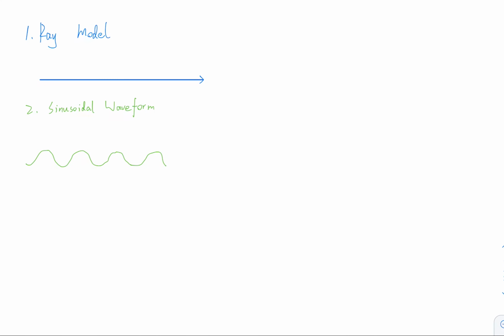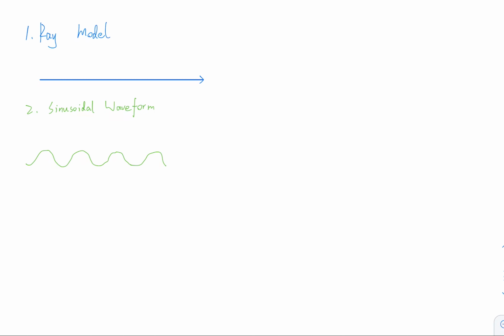In SAT2 physics, we use three models to describe light. The first model is the ray model, and in this model we look at light as light rays that are traveling in a straight path. And the second model is the sinusoidal waveform. And we look at light as waves in this model, as light has all the properties of waves.